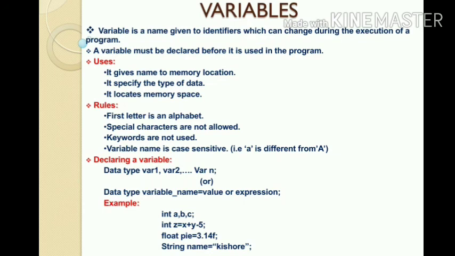Then float pi = 3.14f. 3.14 is a floating type value. That value is stored in the variable pi. Next, String name = Kishore. Kishore is a value. It is stored in the variable name which has string data type.